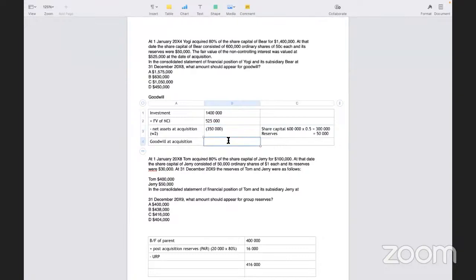Now can you work out and see what's going to be the goodwill? So 1.4 million plus 525,000 minus 350,000, the answer is 1,575,000. So it has to be option A. Here you need to know the formula for goodwill. This one and this one are easy. Working out the equity at the acquisition date is a little bit tough in this question. So this is how we are going to do it and get the answer.